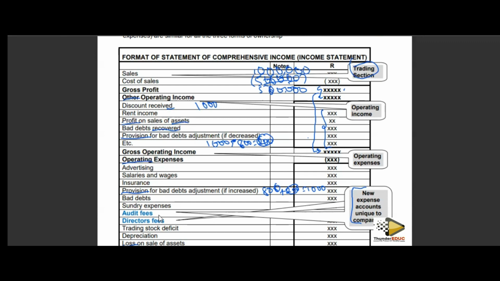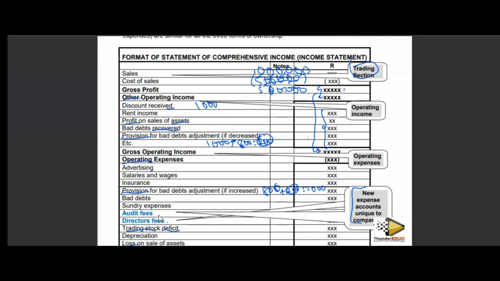Then the director's fees. Directors are individuals who run the company, okay? We always pay directors for their work. So all these, we write them under our expenses, okay? Then we have the trading stock deficit. What is a deficit? Trading stock, I know you are aware, is our daily stock we are selling, but then the deficit.